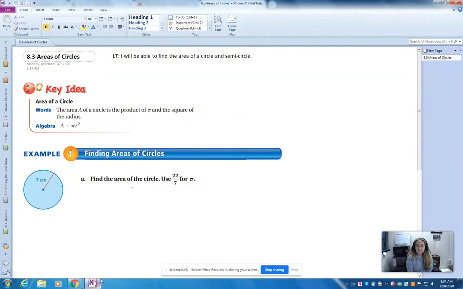Everybody. So today we're going to be talking about 8.3, which is areas of circles. We've talked about perimeters of circles and circumference, and we've talked about perimeters of composite figures. And today we're going to be talking about areas of circles.